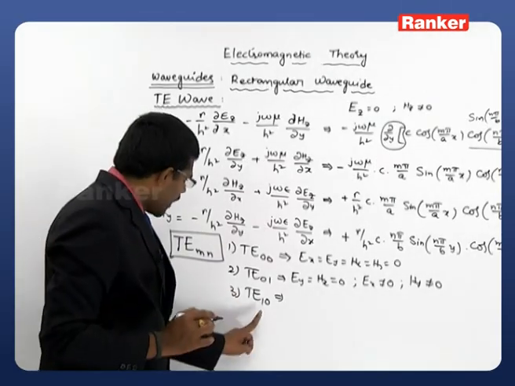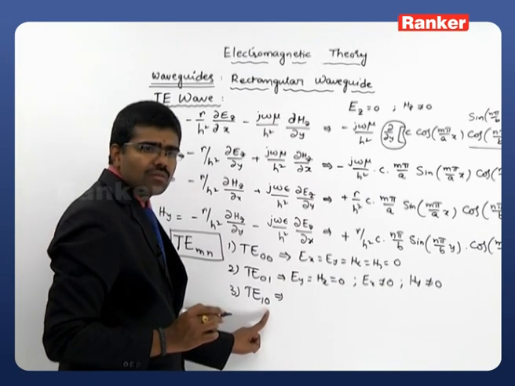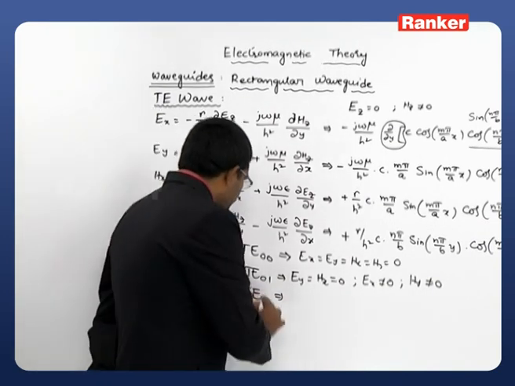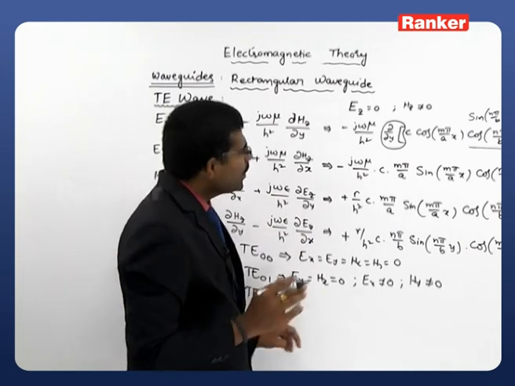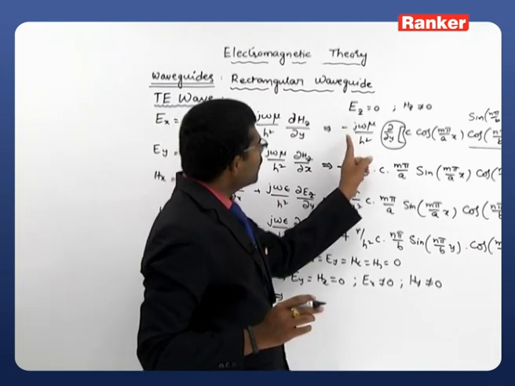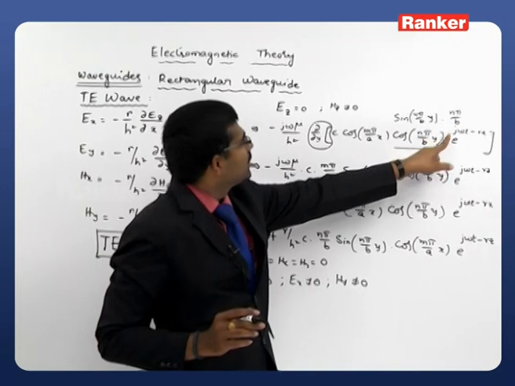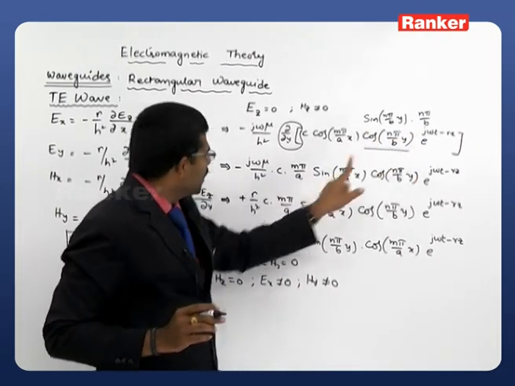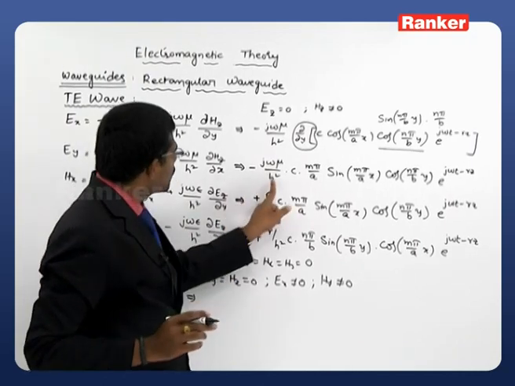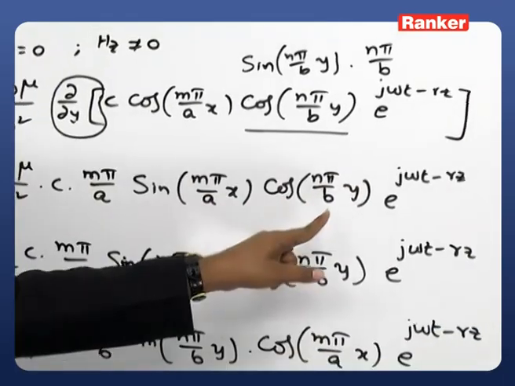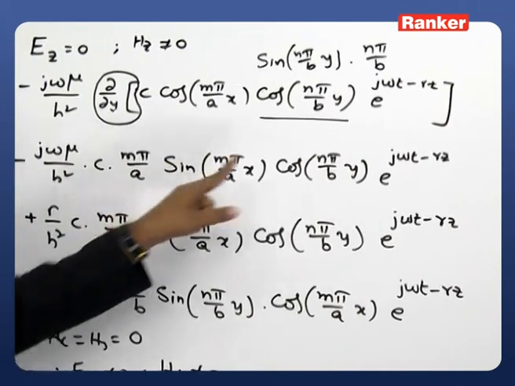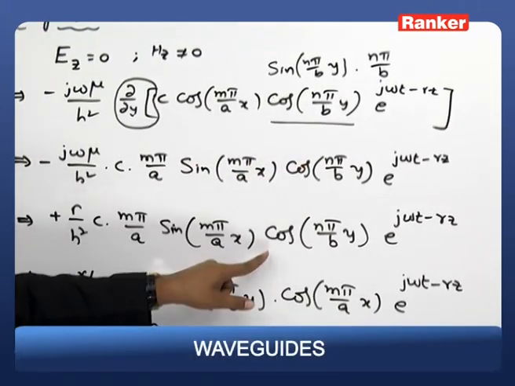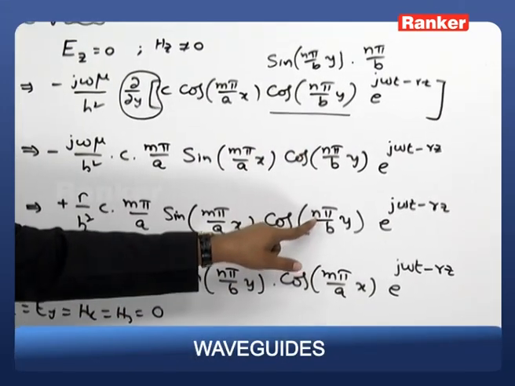Next, observe the third mode, TE10. For the TE10, I am making m equal to 1 and n equal to 0. As m equals 1, leave it, put n equal to 0. If you substitute n equal to 0, this term will vanish, so Ex is equal to 0. n equal to 0 corresponds to no variation, so you will get 1 here, but this entire term will exist for us.